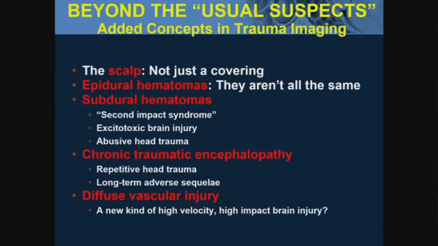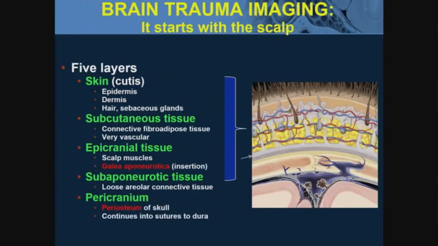We're going to start with talking about the scalp, an often neglected area of imaging. It's not just a covering. We're going to learn that not all epidural hematomas are the same. We're going to look at some variations on the themes of subdural hematomas, including some concepts about excitotoxic brain injury and abusive head trauma that may be new to you. We'll talk a little bit about chronic traumatic encephalopathy, and then close with diffuse vascular injury, which may be a new kind of high-velocity impact injury.